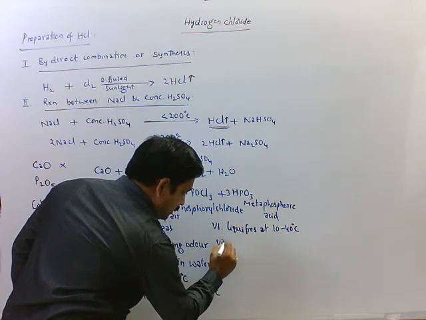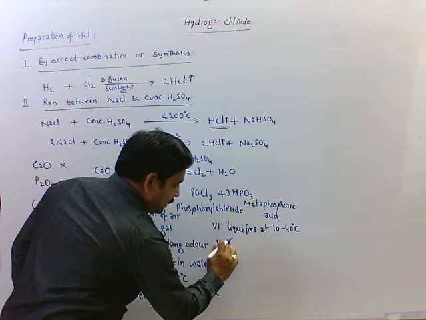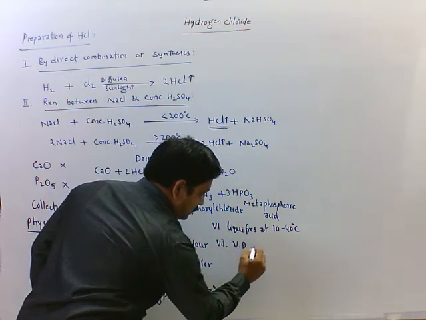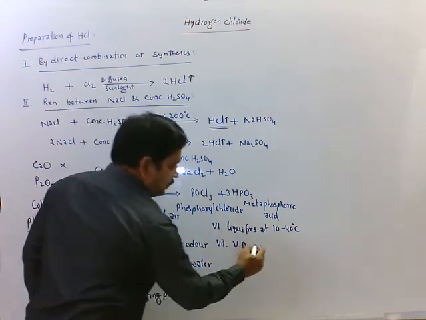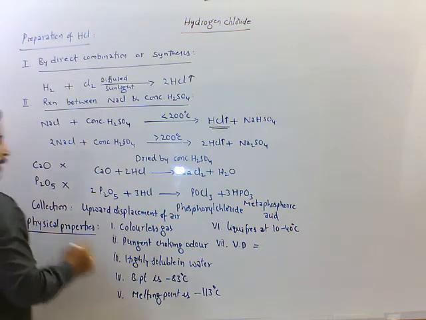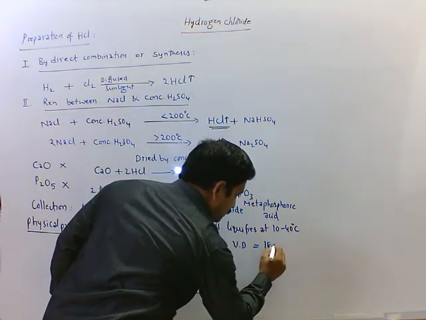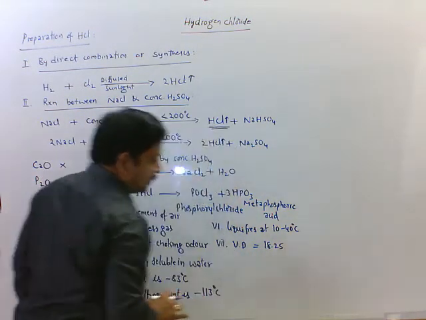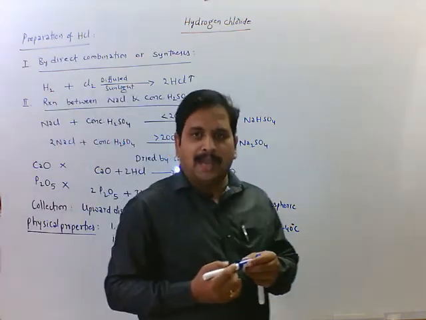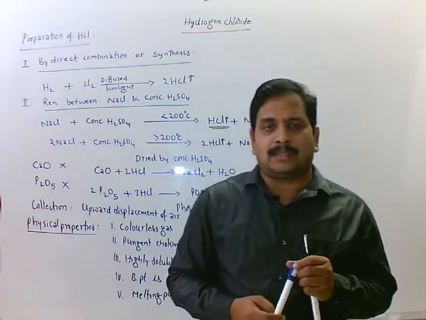Seventh one, its vapor density is 36.5 by 2, that is 18.25. These are the physical properties of hydrogen chloride gas.